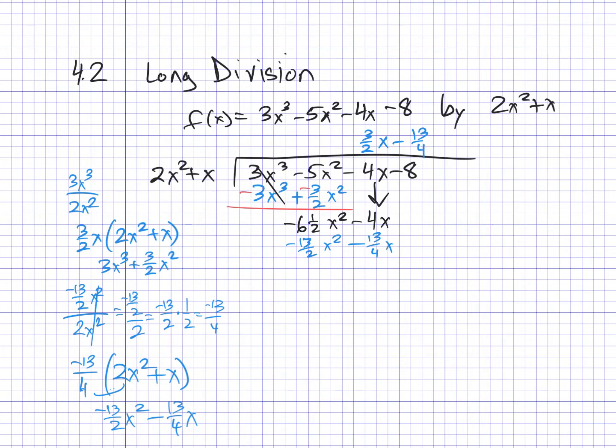Okay, so when we subtract, it changes all of that. That cancels out. 4 over 1. You've got to get a common denominator, so you multiply it by 4, top and bottom. So that's negative 16 plus 13, which would be negative 3/4 x minus 8.